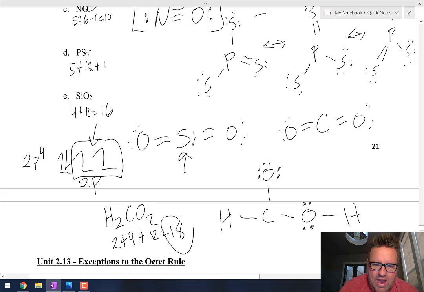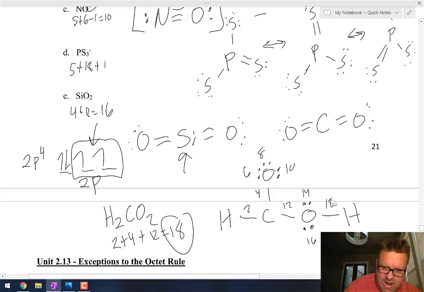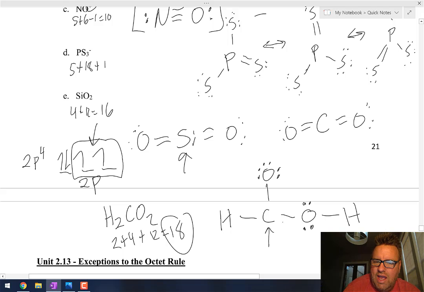Okay, so I have 18. I've used 2, 4, 6, 8, 10, 12, 14, 16, 18. So I've used all of them. Okay, I don't have any more left. And the reason I bring this one up is because you should notice that this carbon right here does not have 8 electrons around it. Everything else does. So now you have to decide.